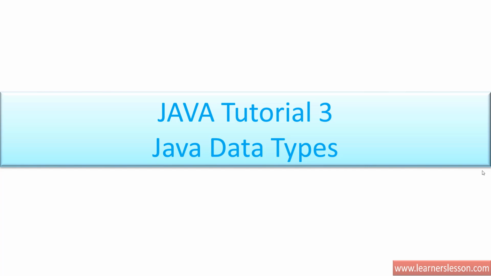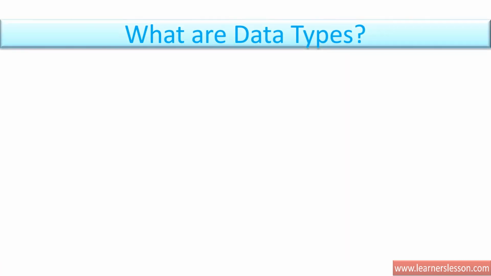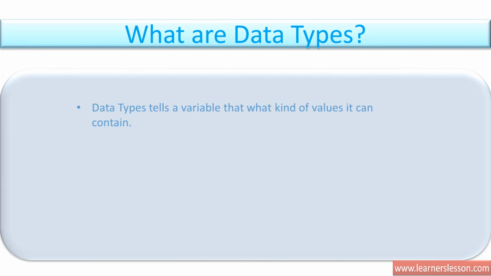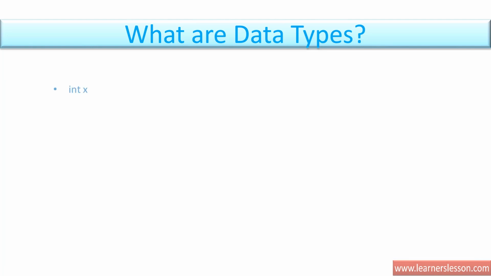So today we are going to learn about Java data types. So what are data types? By definition, data types tell a variable what kind of values it can contain. So let us see with a very easy example.